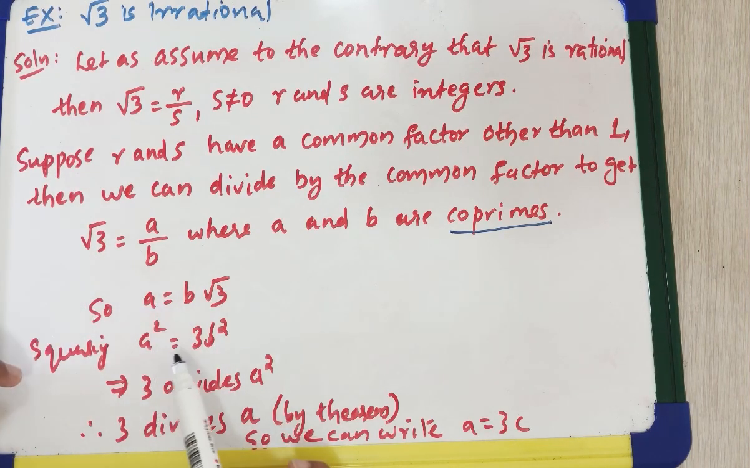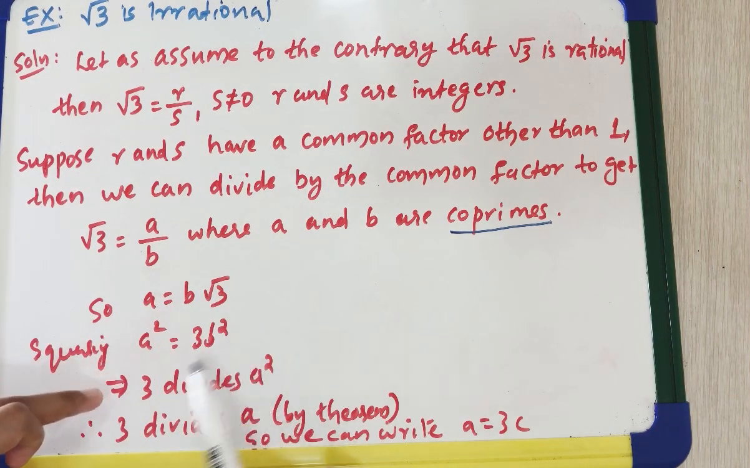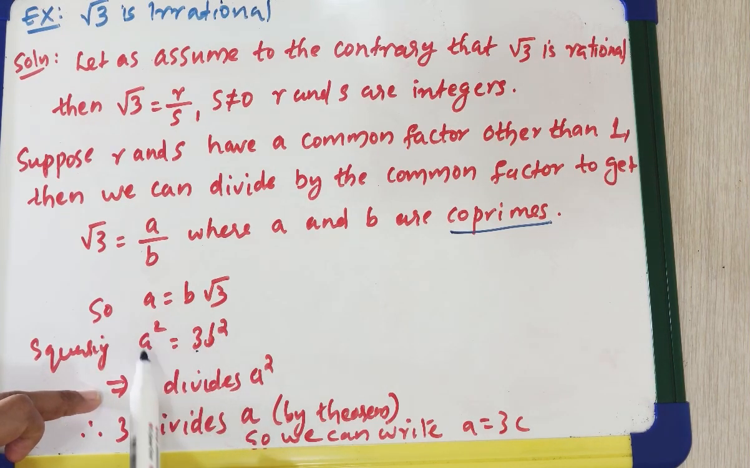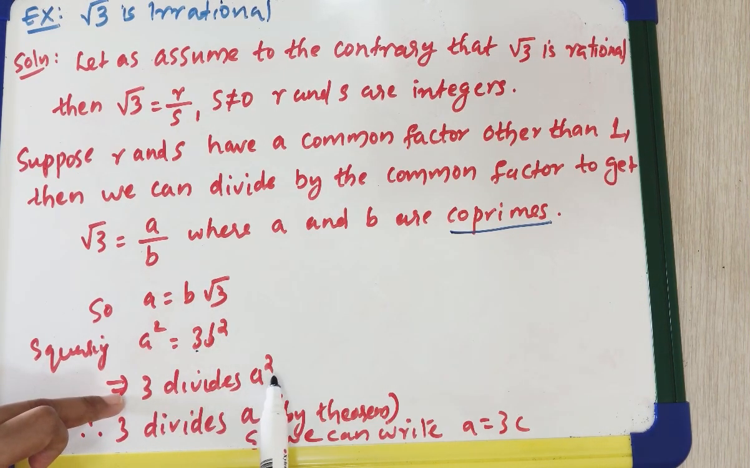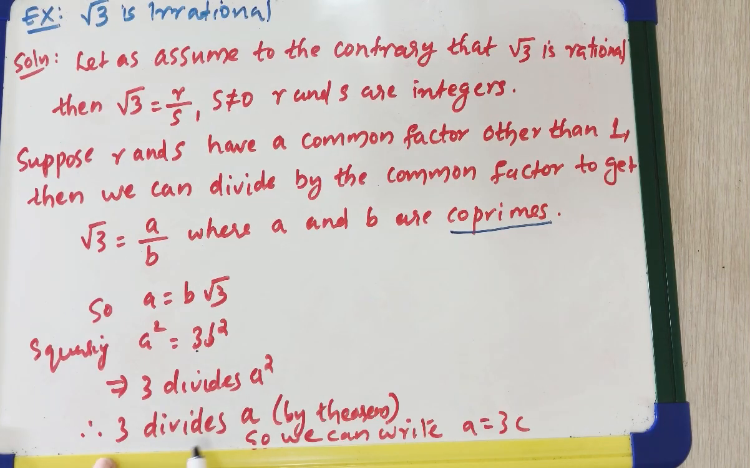Squaring, we get a square is equal to 3 into b square. a square is equal to 3 into b square means 3 divides a square. 3 divides a square and 3 is a prime. Then by the previous theorem we get 3 divides a. 3 divides a means we can write a is equal to 3 into some c. So we can write a is equal to 3 into c.